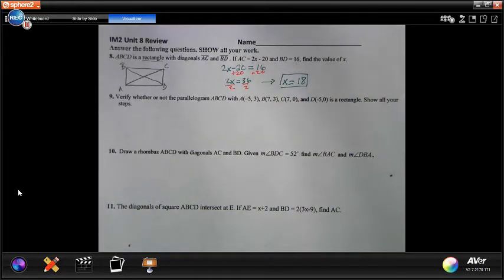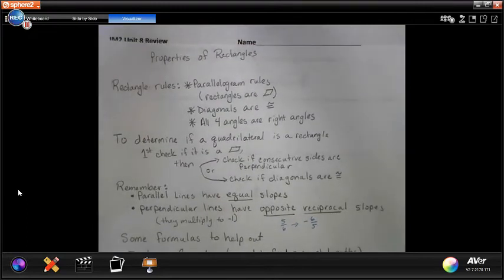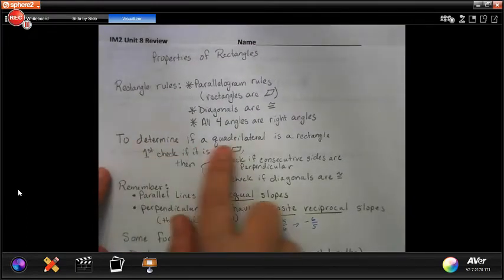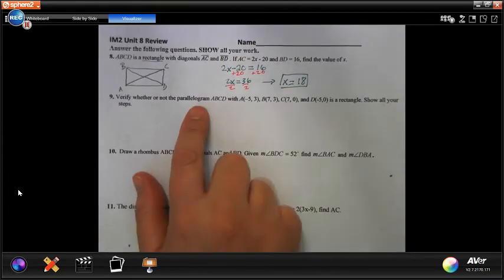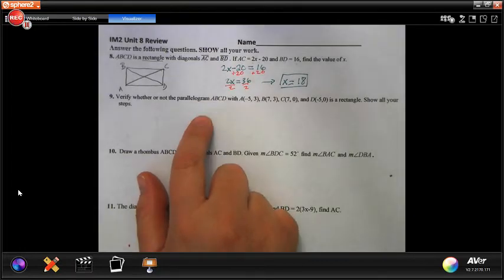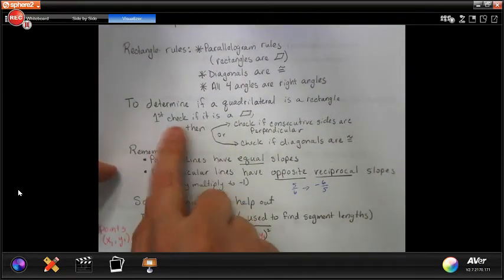So number 9. It says, verify whether or not the parallelogram ABCD with those coordinates is a rectangle. Show all your steps. You will not actually be doing that on the test, so it does help to know how to do it. On the test, it asks what would you do? What would you follow? To determine if a quadrilateral is a rectangle, first you check if it's a parallelogram. Now, it tells you it's a parallelogram. We don't have to do that part on this problem.